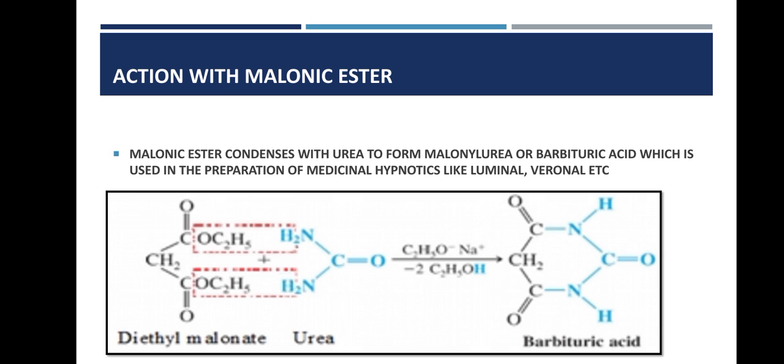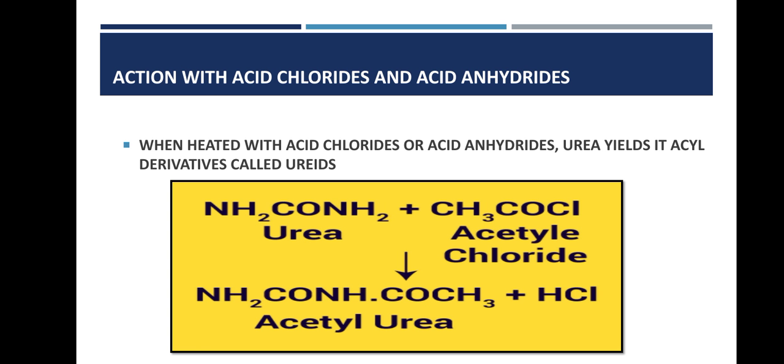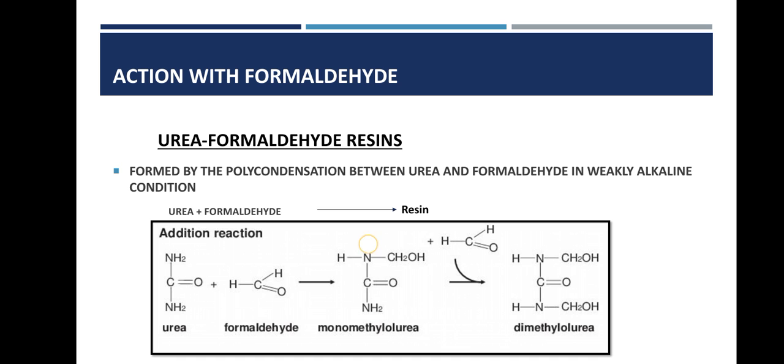So let's move on to our next slide, the action of urea with acid chlorides and acid anhydrides. Here in this reaction, we have urea. Urea reacts with acetyl chloride to yield acetyl urea. When urea is heated with acid chloride or acid anhydride, what we get is an acyl derivative known as ureides. So this is our reaction.